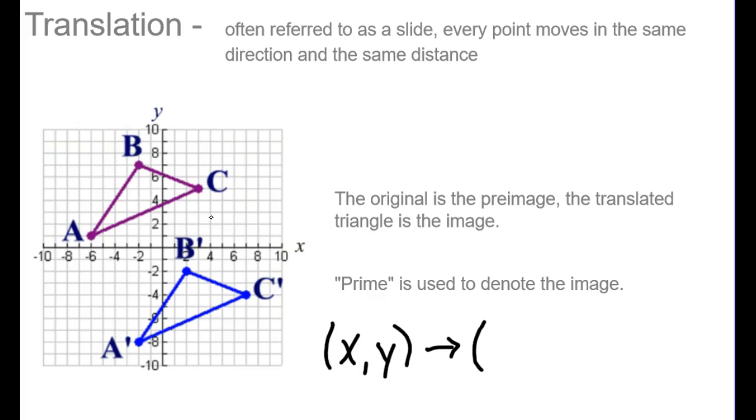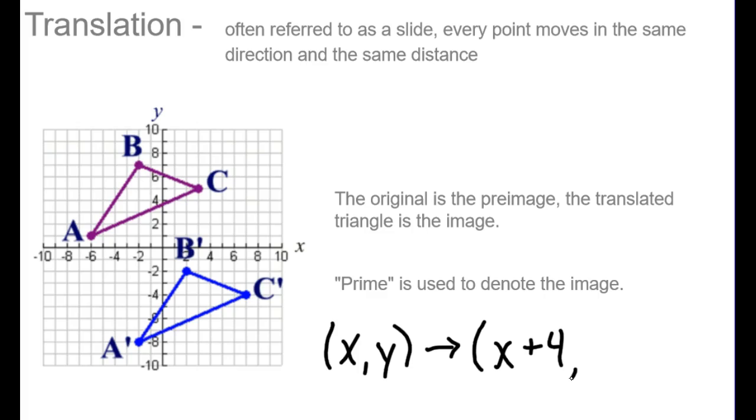So now if we want to look at this translation and write the rule, we start with an ordered pair, X, Y. We have this arrow denoting our translation. So let's just focus on one vertex. We have A and A prime. We want to figure out how far to the left and right, how far up and down do we have to go to get from A to A prime. So if we go in the X direction, to start at A, we have to go 1, 2, 3, 4 units to the right. So we have X plus 4.